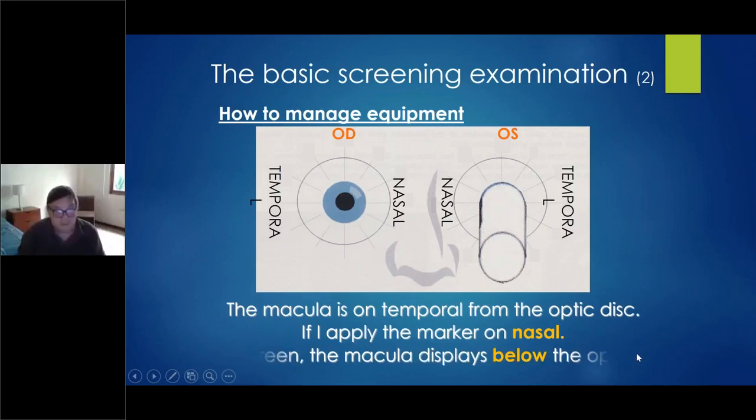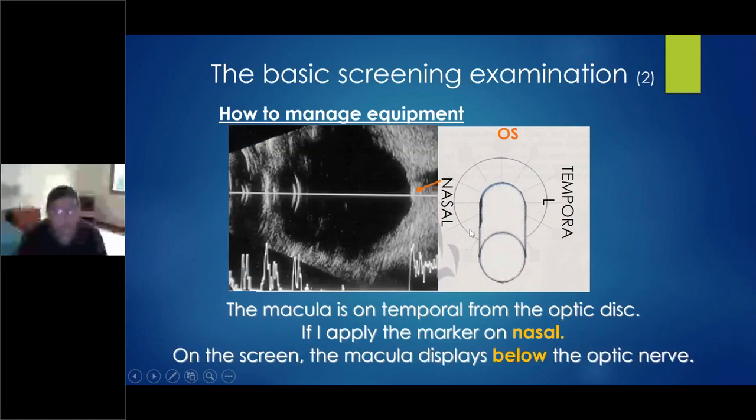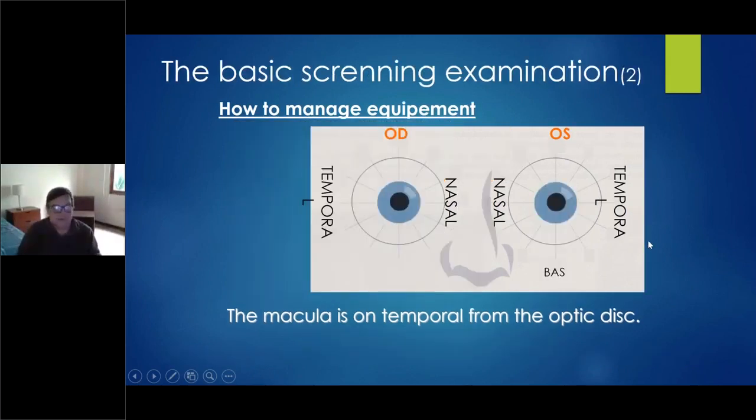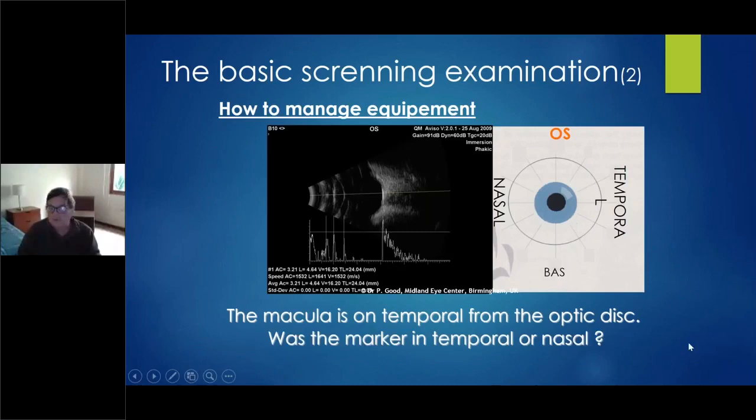It's so easy. You must remember where the macula is in relation to the mark in order to get a better relation. Then the macula is temporal from the optic nerve. Was it temporal or nasal? Can you tell me that? It was temporal. Yes, easy to understand.